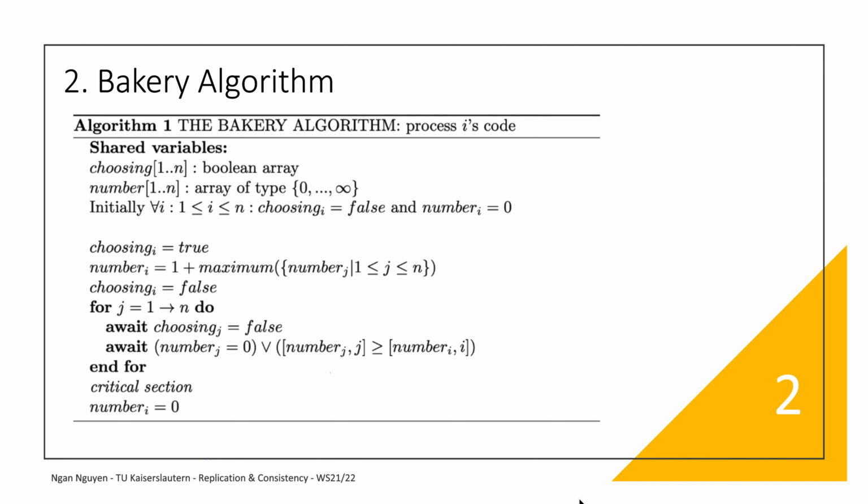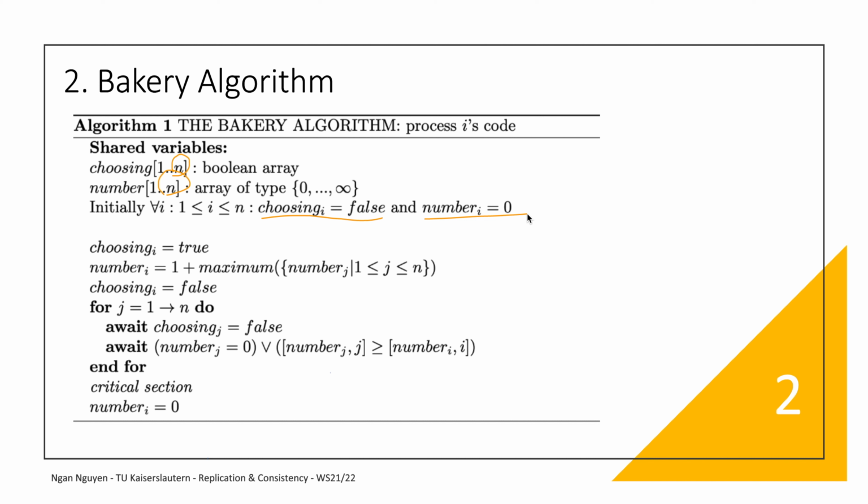The bakery algorithm has two shared variables. The first one is the Boolean array choosing of size n, where n is the total number of processes. Initially, every element of choosing has value false. And the second variable is the number array, also of size n, and its values are from 0 to infinity. Initially, every element has value 0.